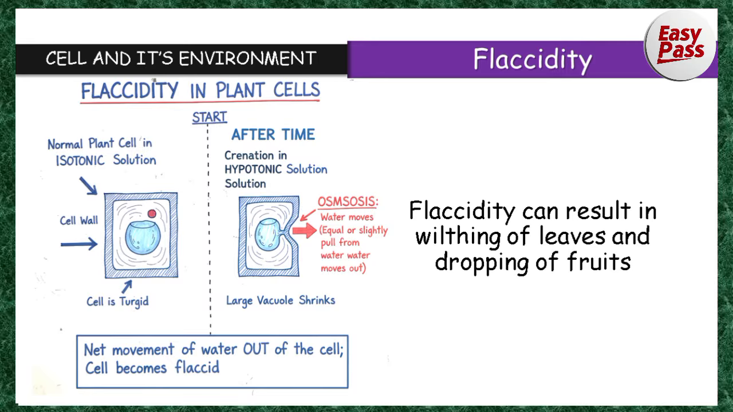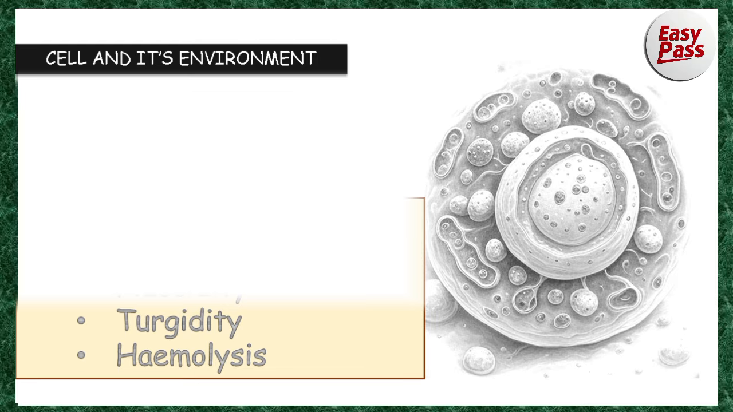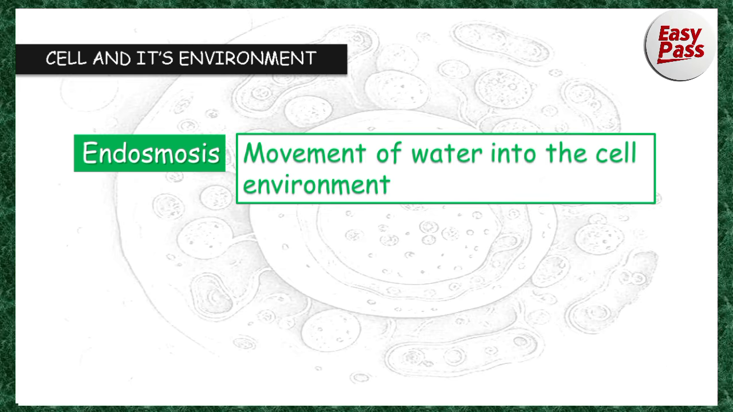Then the next ones, the last two, are actually phenomena in cells that occur as a result of endosmosis. That means movement of water into the cell environment, into the cell internal environment. When there is movement of water molecules into the cell internal environment, we say endosmosis has occurred.